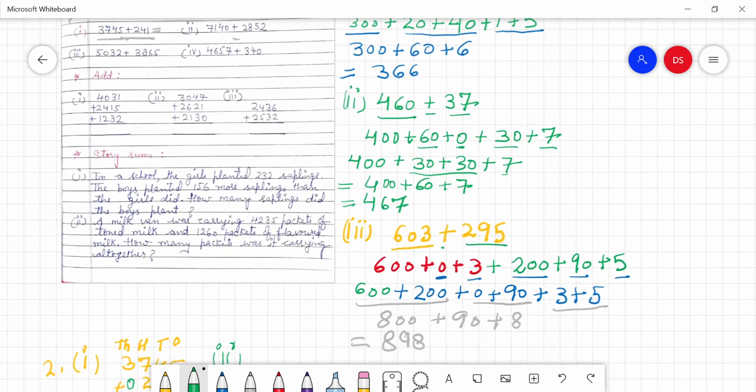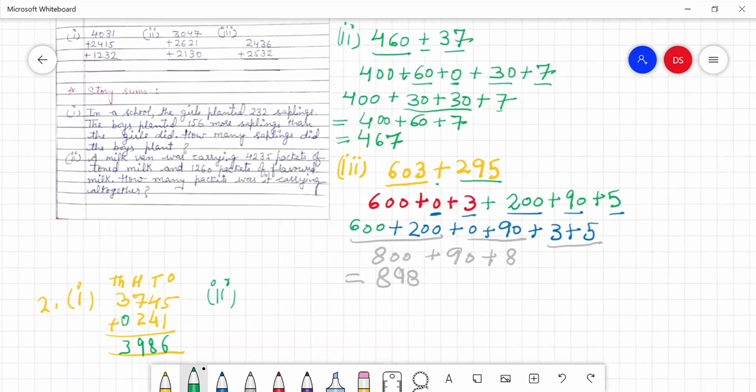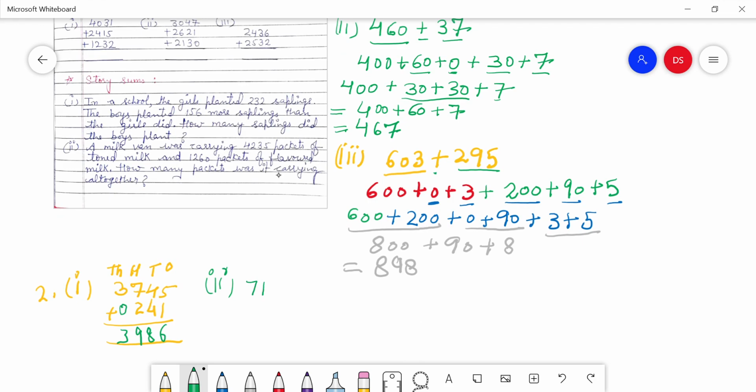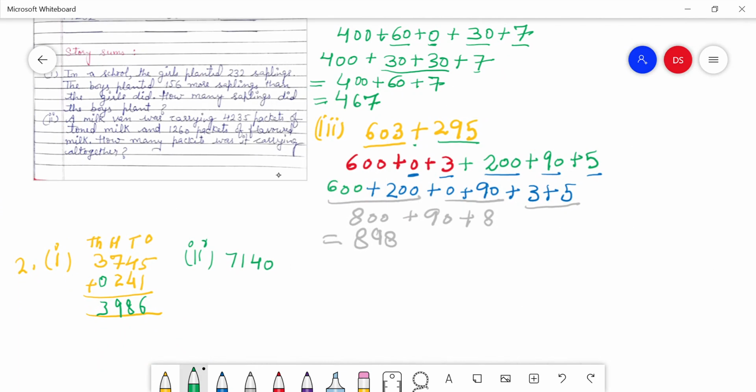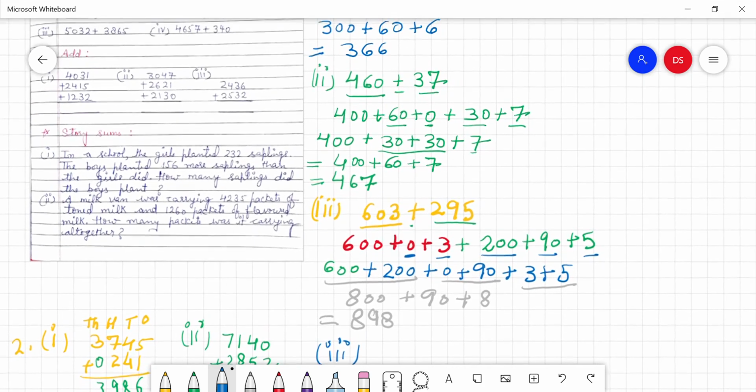Next question is 7140 plus 2852. So first we have arranged the numbers in the column in the sum form, then we are adding the numbers. This is 2, 4 plus 5 9, 1 plus 8 9, 7 plus 2 9. The answer is 9992. Then we will do next part, third question of this question.